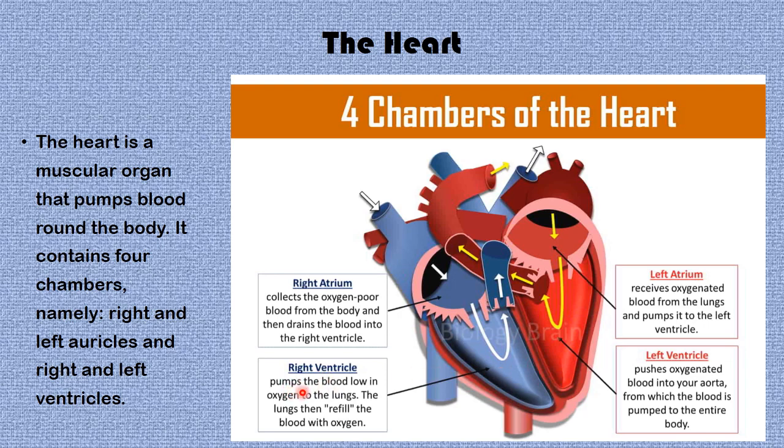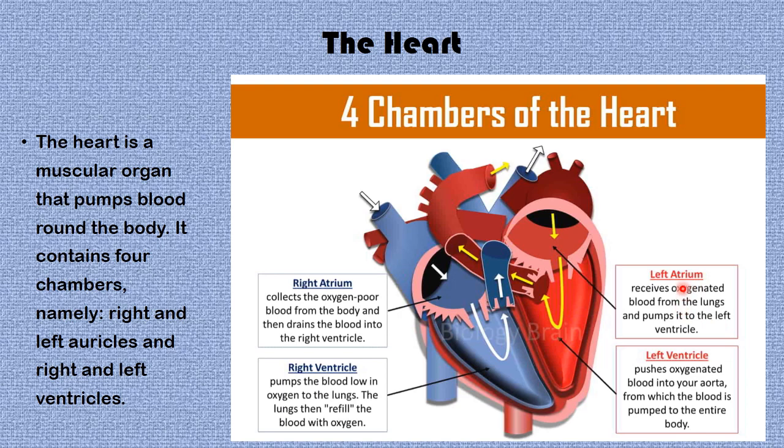Now, the right ventricle pumps the blood low in oxygen to the lungs. The lungs then refill the blood with oxygen. So right here, as the blood moves from the right atrium to the right ventricle, the right ventricle takes the blood and passes it to the lungs, where it is oxygenated or filled with oxygen.